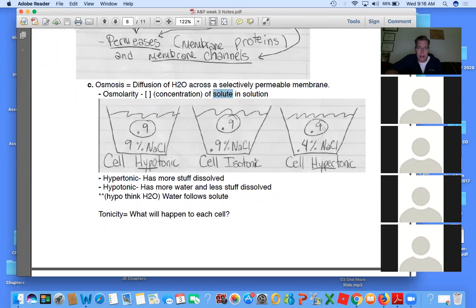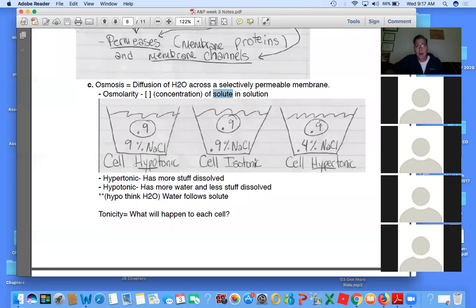So let's do the first case in the middle. If the cell is isotonic to its outside world, that means the outside is the same as the inside. That one's an easy one to remember. If outside and inside are the same, it's isotonic. Iso means the same in Latin. If the cell has less stuff dissolved than the outside, we say that the cell is hypotonic. Is 0.9% bigger or smaller than 9%? It is smaller. So if you look at beaker number 1, 0.9% is smaller than 9%.